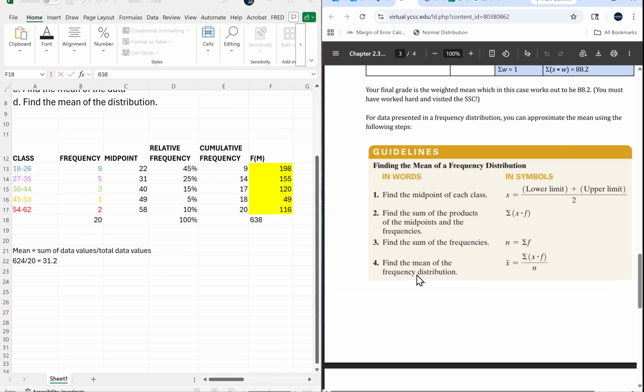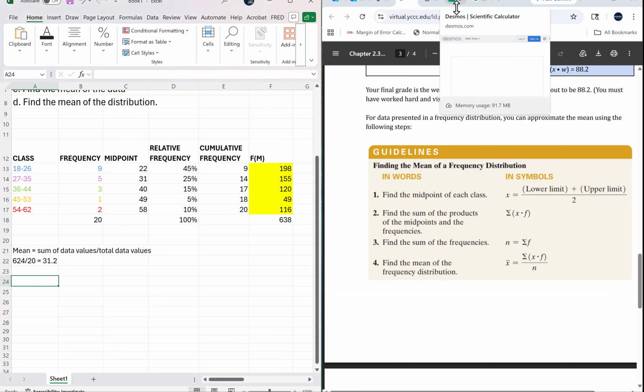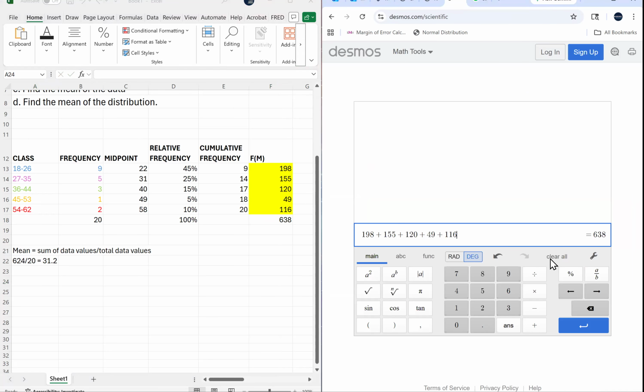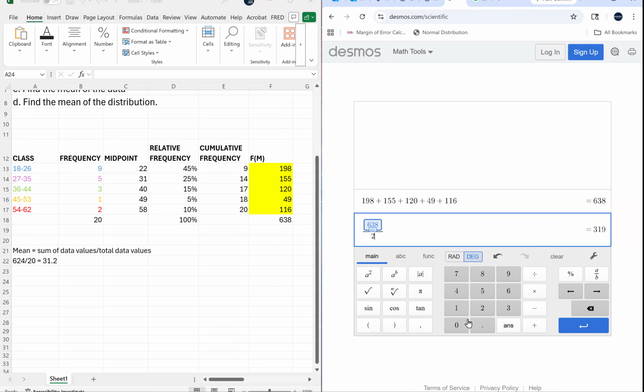Yay. The mean of the frequency distribution, it just says to find it, which is nice. But the formula over here is we have to take the sum that we just found, that's 638, and divide it by the total frequency. So we're going to take 638 and divide it by 20. And theoretically, it should be close to the mean that we found earlier, 31.2. Not the same, but it should be close. So 638 divided by 20 should be close. And it is. It's 31.9. It's pretty close.